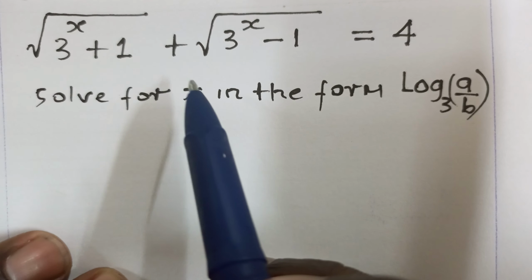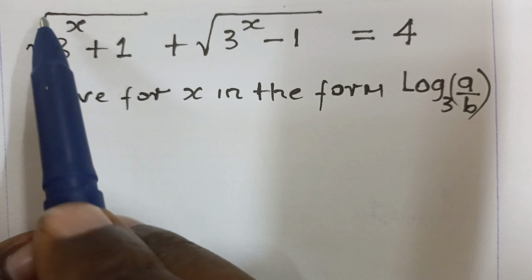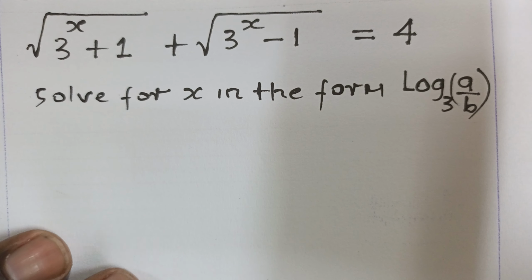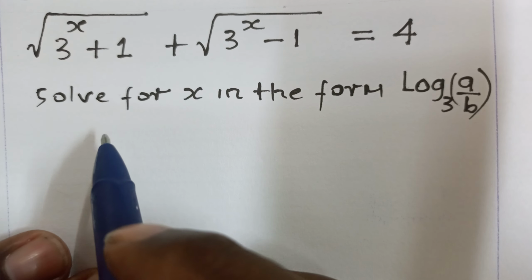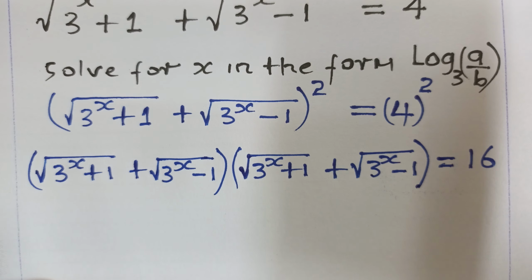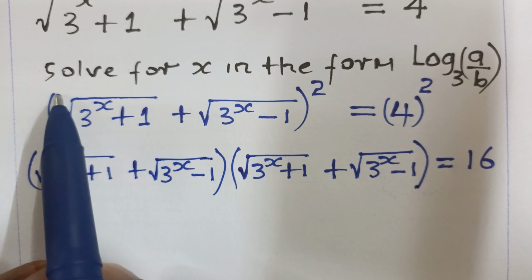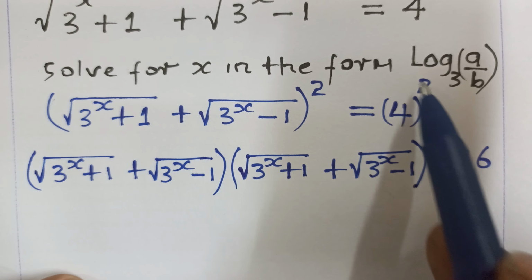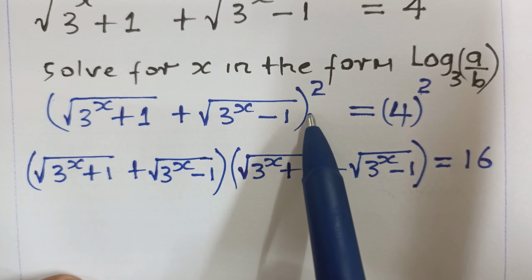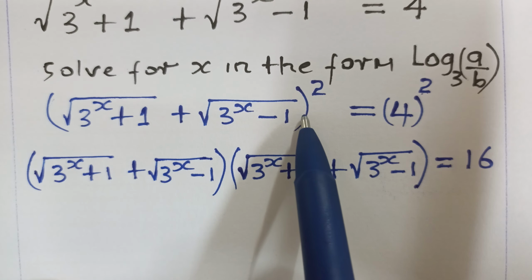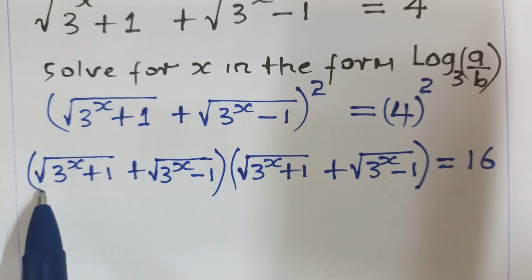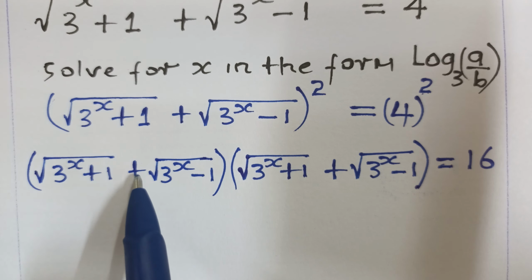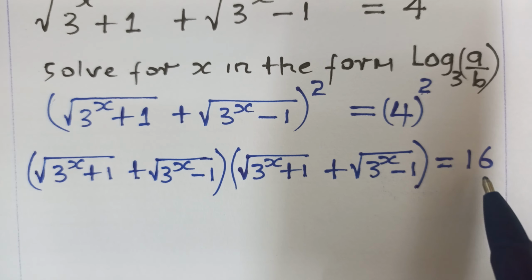The first thing we are going to do is, to remove the square root, we square both sides. As you can see, I have squared this side and also squared this side. When I square this, it is the same as writing this term twice and multiplying, this term and this term, which is the same. On the other side, this is now 16.